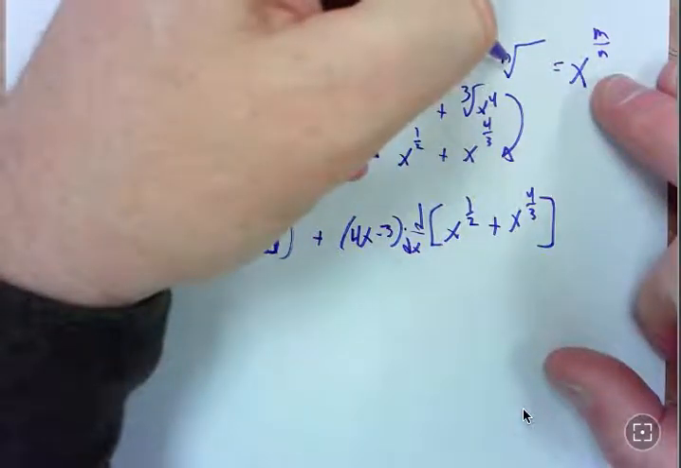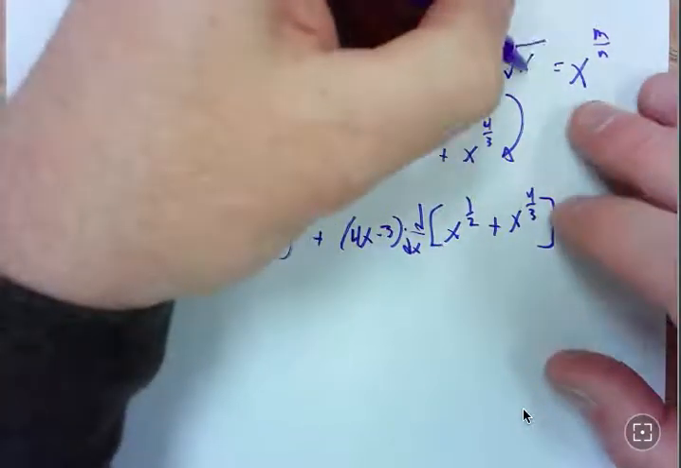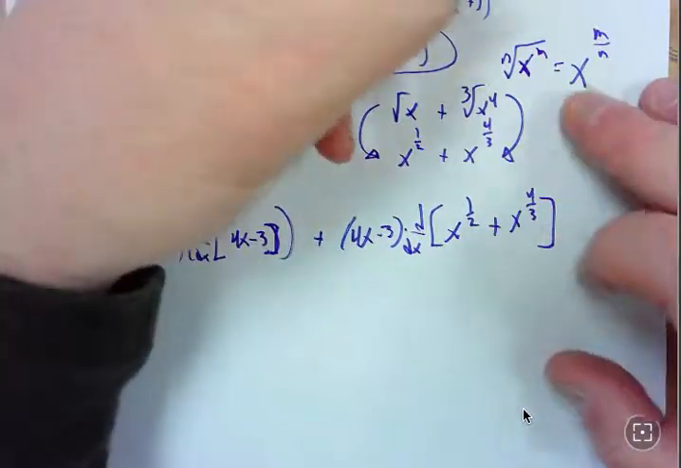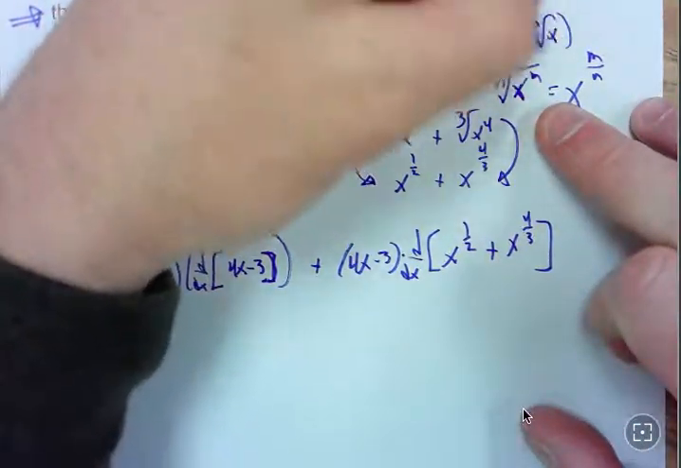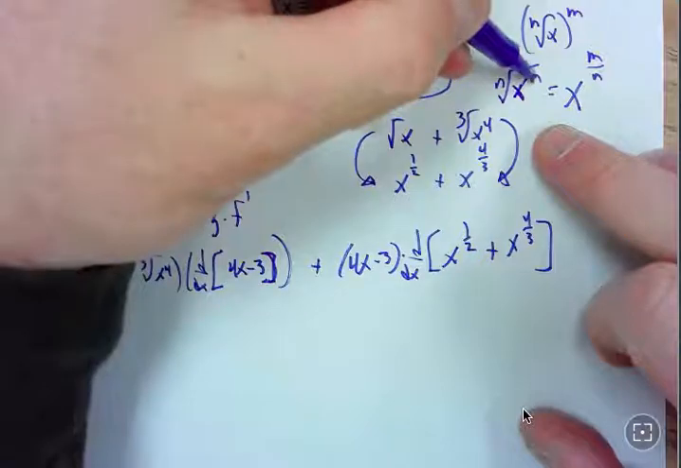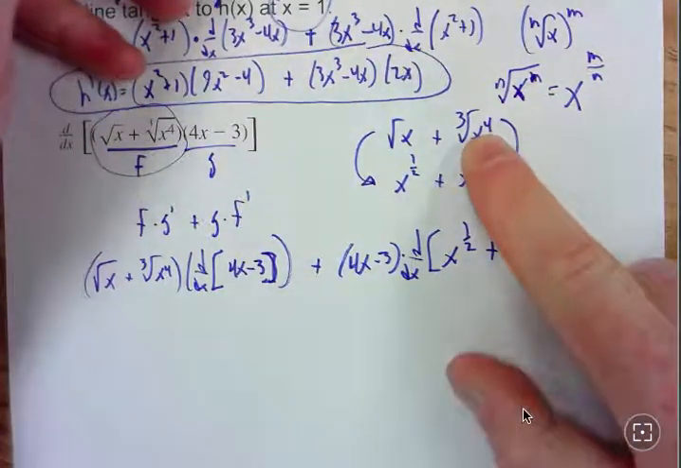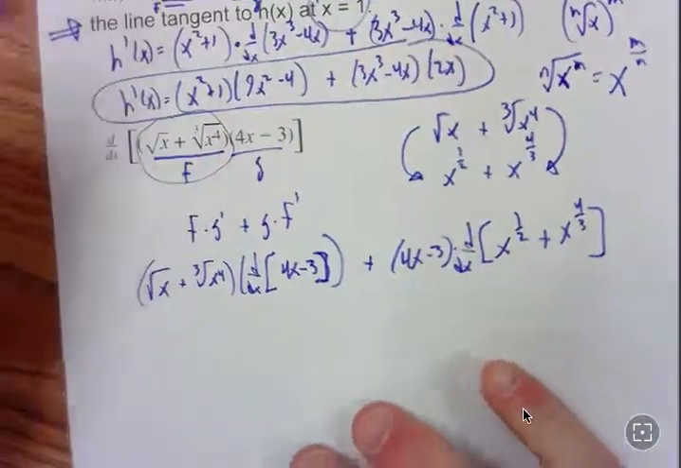This number comes here into the index, x, and the m is here. Now you can also write it as the nth root of x to the m. The order you do that doesn't matter, but you do need to know how to make these radicals into powers. Okay, so let's keep going.